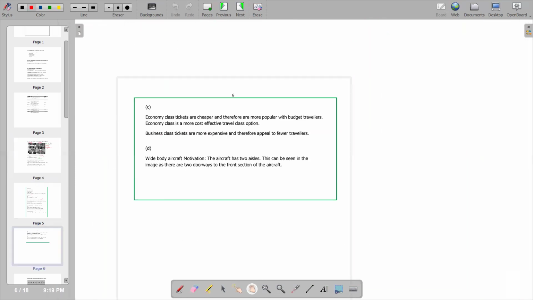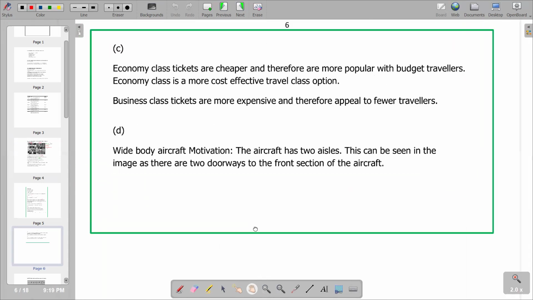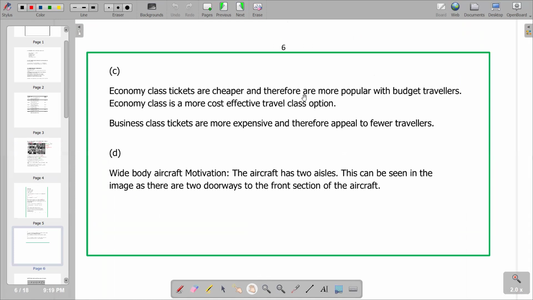On C, we are saying economy class tickets are cheaper and therefore are more popular with budget travelers. And economy class is a more cost-effective travel class option. But business class tickets are more expensive and therefore appeal to fewer travelers because they are expensive. So basically, that's what we have on C.